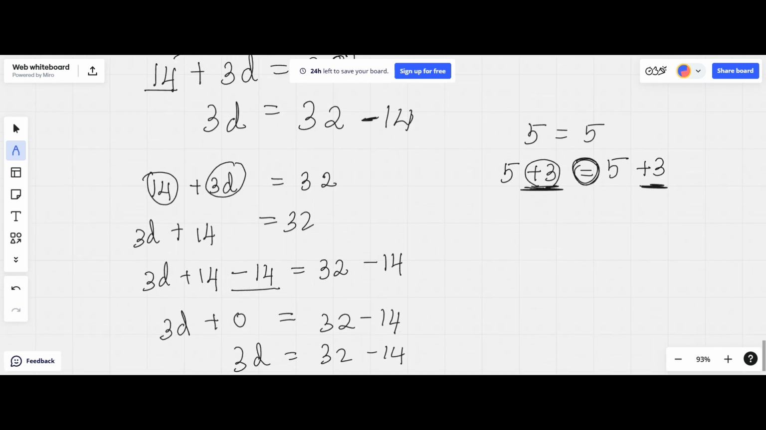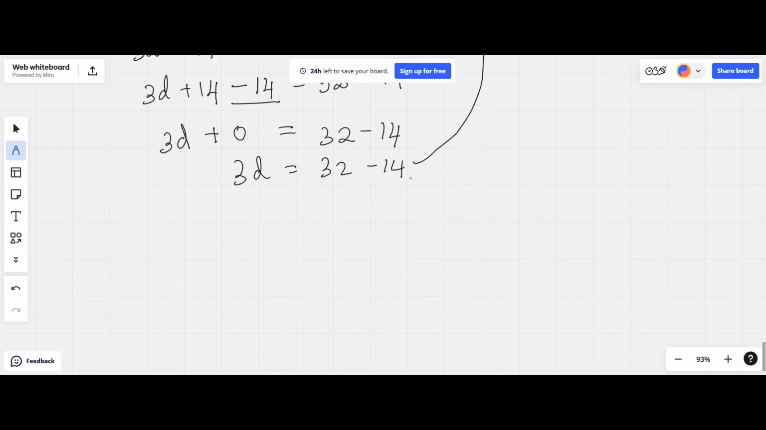So this is what we do here. Usually we don't write these steps. If it is plus here and we take it to the other side, we put minus. If it is minus here and we take it to the other side, we put plus. But actually it came like this. Now 3d is equal to 32 minus 14. So how much is it? 32 minus 14 is 18, so 3d is equal to 18.